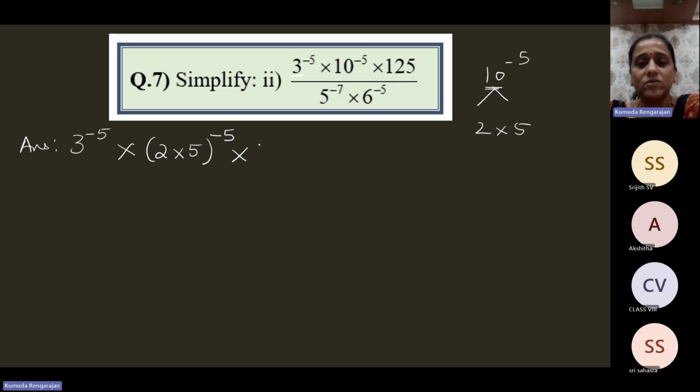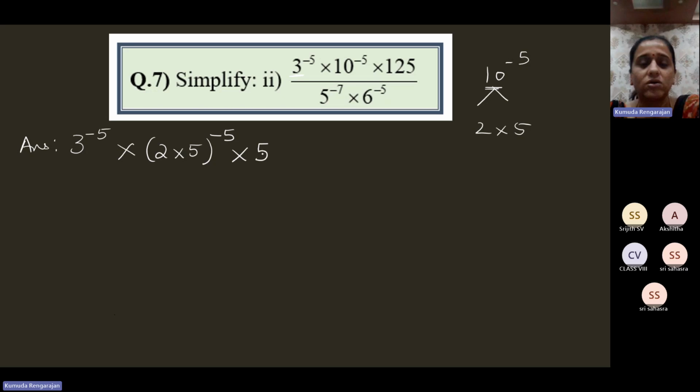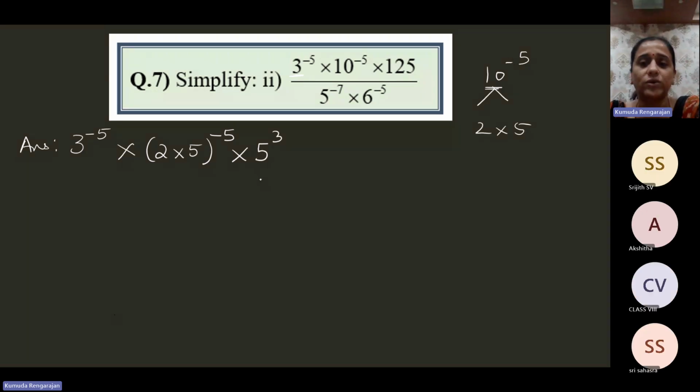And 10 is raised to the power minus 5. So 2 into 5, the whole raised to the power minus 5, into, we know that 5 into 5 into 5 is 125. Or 5 to the power 3 is 125. Divided by 5 to the power minus 7, because the base 5 cannot be factorized any further. 5 is 1 into 5, right? So nothing more than that. So 5 cannot be written as a product of its prime factors because 5 itself is a prime number.